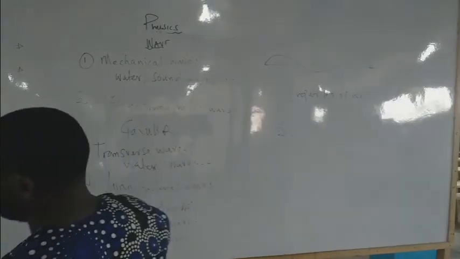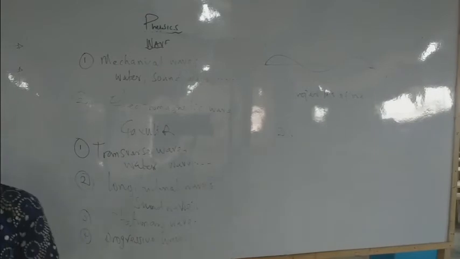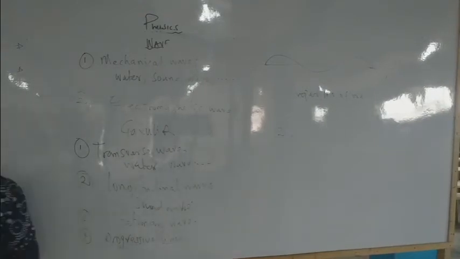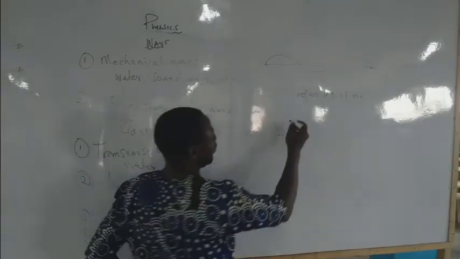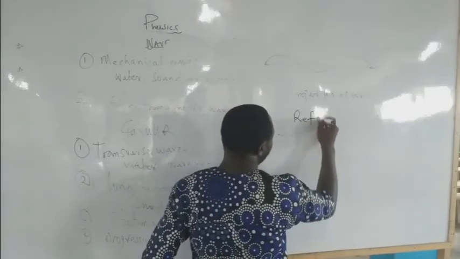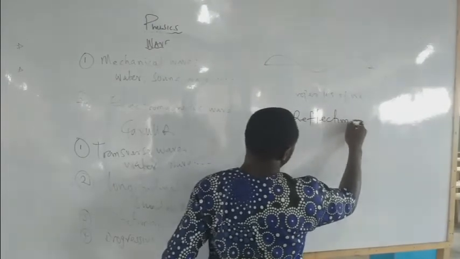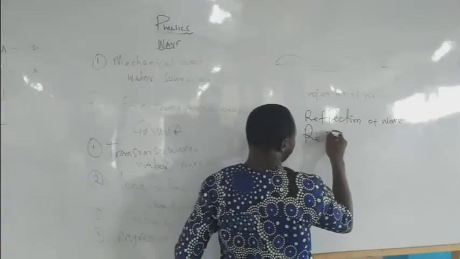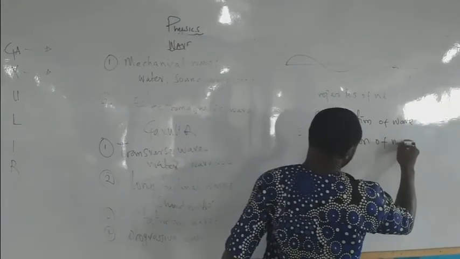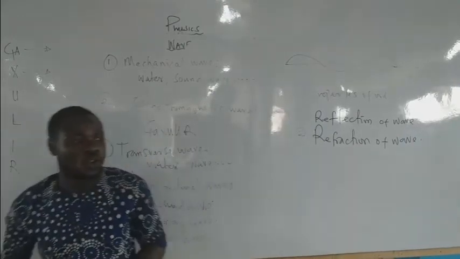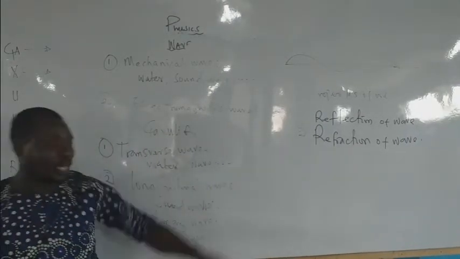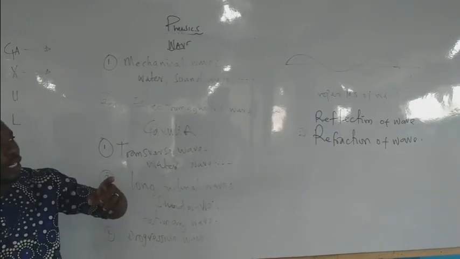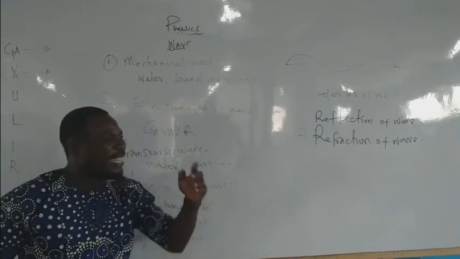Now, number two is what? Refraction. What is refraction? This one is reflection of wave. The second is refraction of wave. Refraction of wave occurs when it travels from one medium to another. When a wave travels from one medium to another, it refracts, which means it bends.